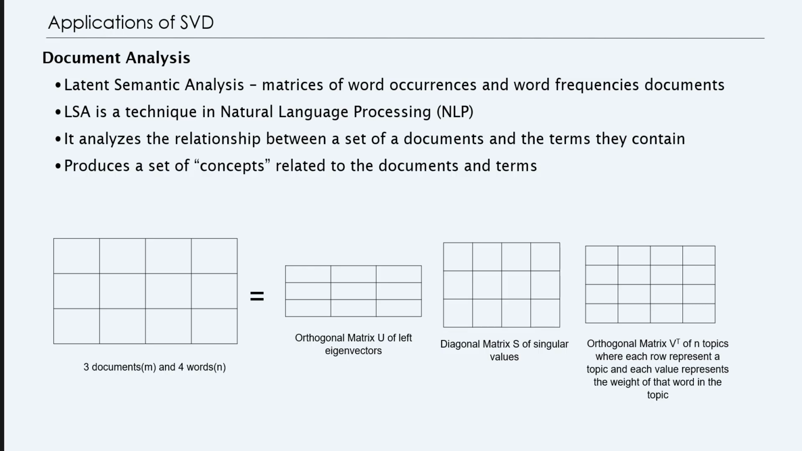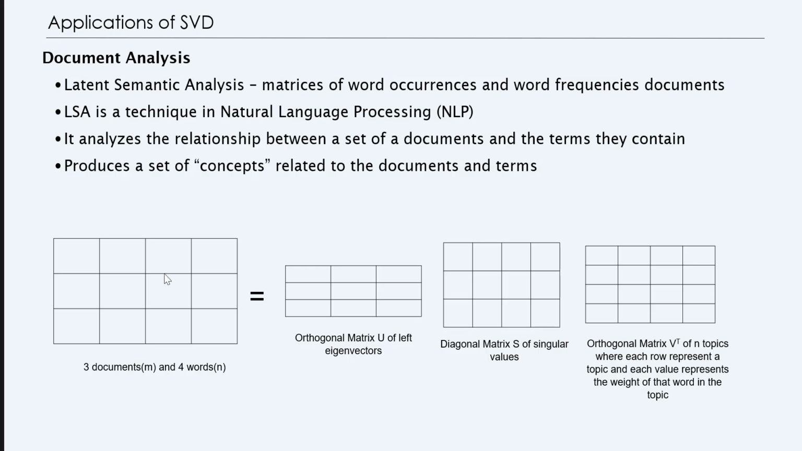Another application of SVD is what's called latent semantic analysis. We introduced this as a technique used in natural language processing. LSA involves analyzing matrices of word occurrences. If you assume that these are the documents and these are the words, within a collection of documents, it's going to examine the relationship between documents and the terms they contain, ultimately producing a set of concepts that relate to the documents and terms.